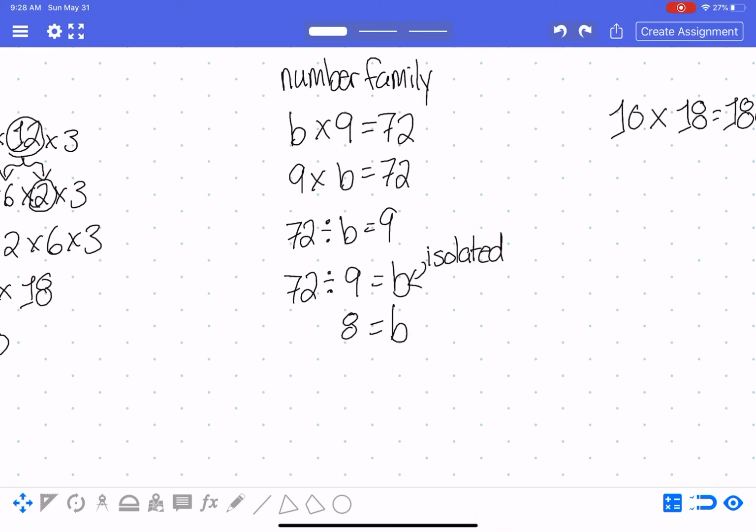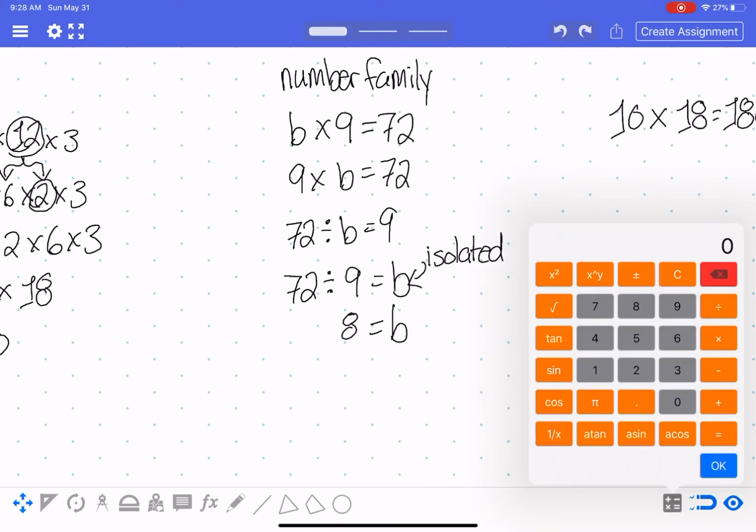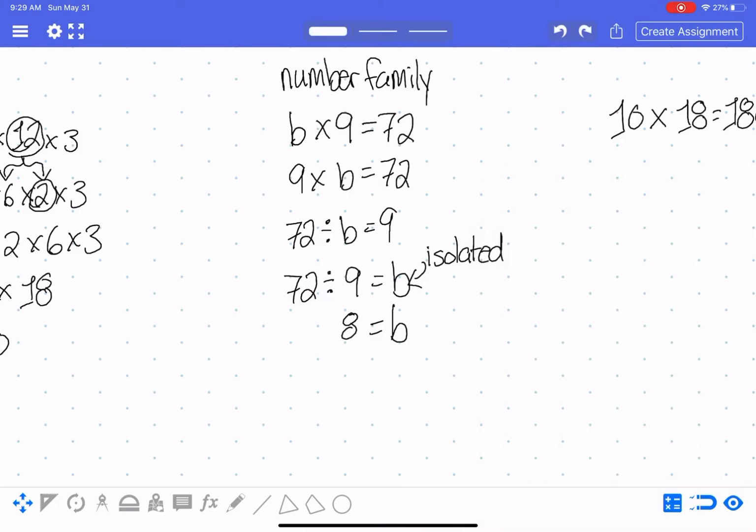Now, if that didn't come to you, I could use a calculator, and you could say, well, 72 divided by 9. So there's nothing wrong with using a calculator to check your work. But like I said before, mental math means that you've used a mental strategy that you could show on paper.